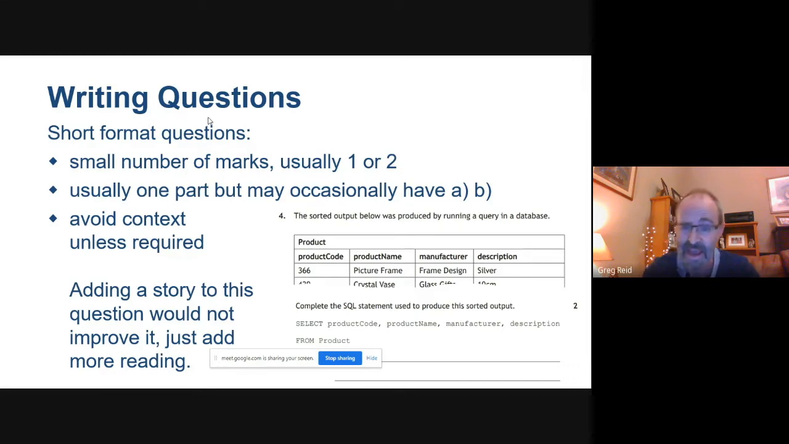You could miss that entirely out, look at the table, look at the question, and answer it without the wee story in front of it. The story makes more sense in the longer questions, but in the shorter questions, try and avoid them. Just try and be very factual with what you're presenting.